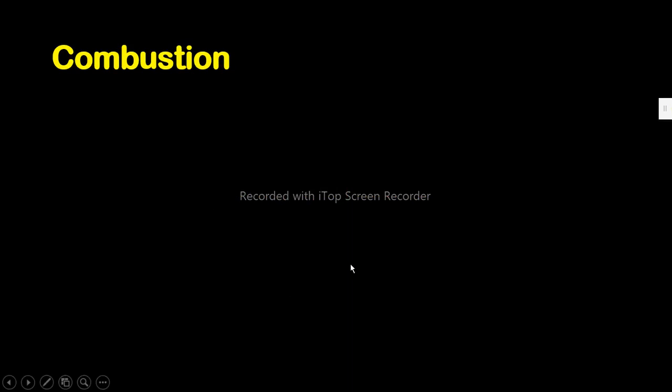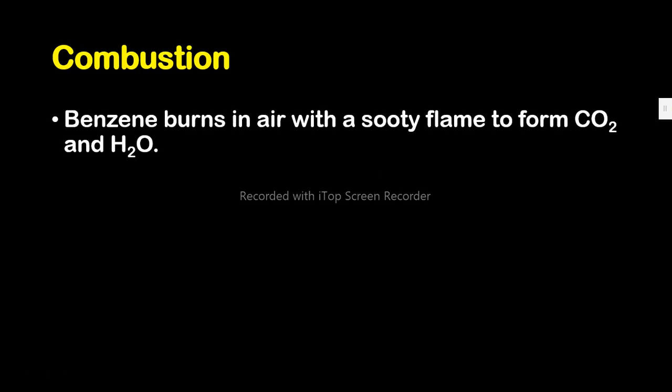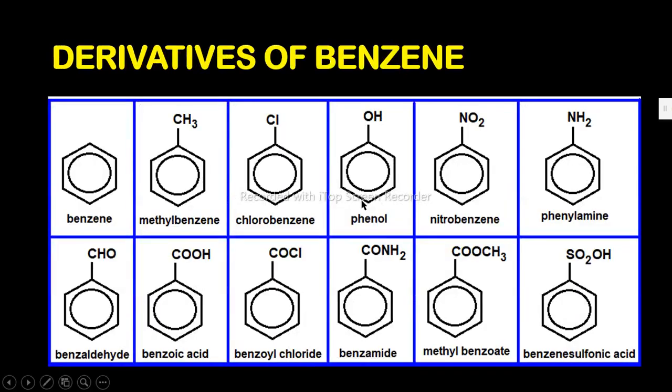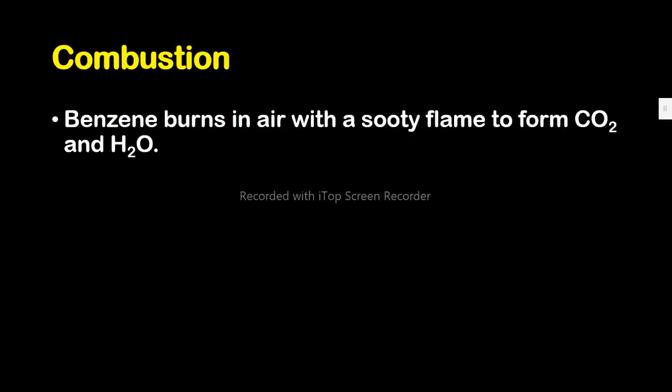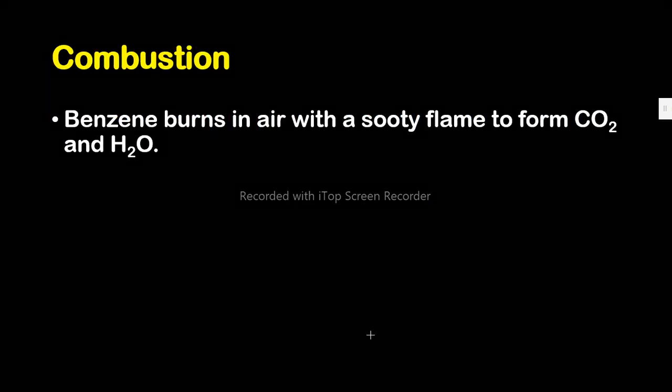So let's talk about combustion, and then we call it. And this is the easiest you can ever find. All hydrocarbons burn in air to produce carbon dioxide and water only. And so benzene is not a special case, it is also a hydrocarbon. So it will burn in oxygen, excess oxygen in fact, to produce carbon dioxide and water.